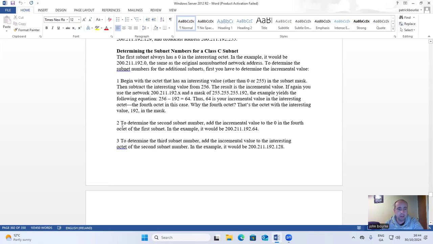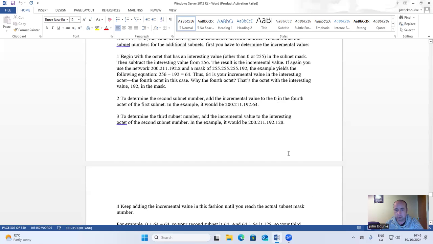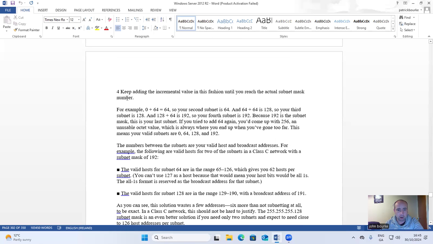Okay, so that's 1. 2. To determine the second subnet number, add the incremental value to the 0 in the fourth octet of the first subnet. In the example, it would be 200.211.192.64. 3. To determine the third subnet number, add the incremental value to the interesting octet of the second subnet number. In the example, it would be 200.211.192.128. 4. Keep adding the incremental value in this fashion until you reach the actual subnet mask number.